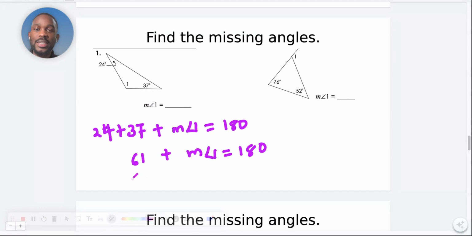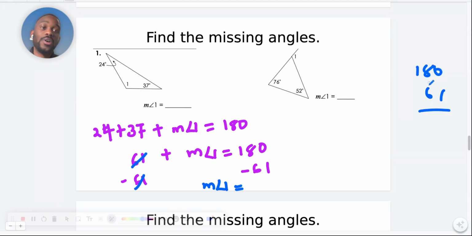So I'll subtract 61 from both sides of the equation. So this gives me 119. So the measure of angle 1 is 119. So this angle there is 119 degrees.